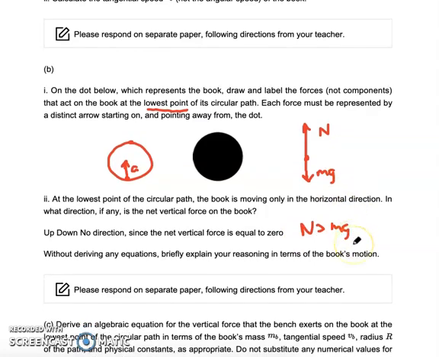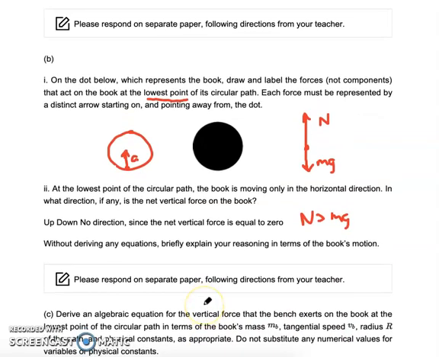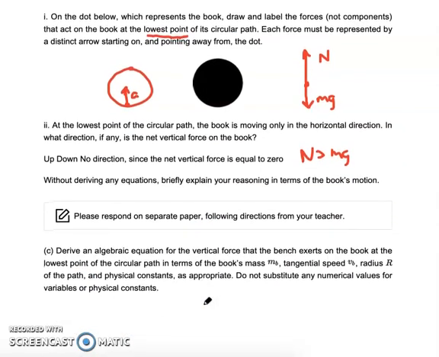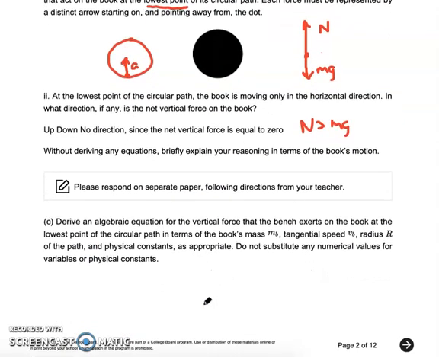Okay. Next, derive an algebraic expression for the vertical force that the bench exerts on the book. In other words, the normal force in terms of the givens. Okay, so we've got our force diagram. Next, what was our net force? Well, F net, just looking at the diagram, is nothing more than the sum of those two. And since they're not in the same direction, we're going to subtract them. And I'm going to put N minus mg.